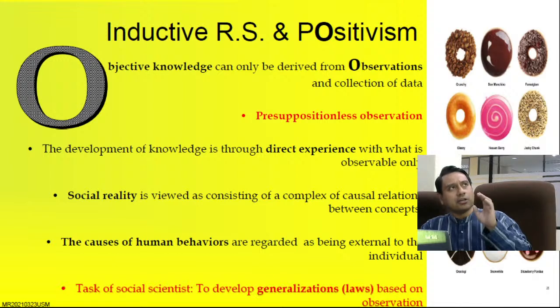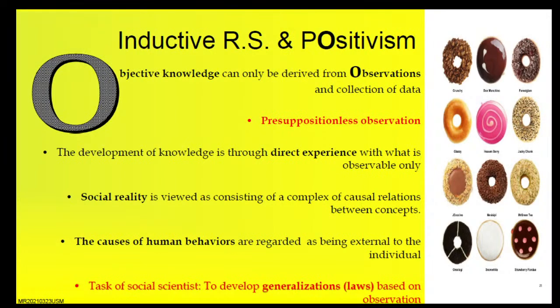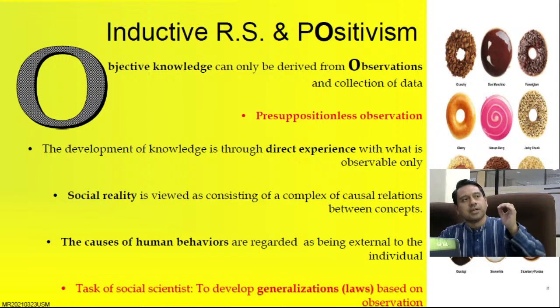So objective knowledge can only be derived from observations and collection of data, right? As I emphasized last time, objective, a big O, must be from observation. Number two, presuppositionless observation, which means you cannot go in with some presupposition, with some bias, with some expectation. You must go in clean. Your observation must be clean, clear, unbiased. Number three, development of knowledge is through direct experience with what is observable only. This is to emphasize what I have said before. It is the use of human senses, the use of observation to develop knowledge.